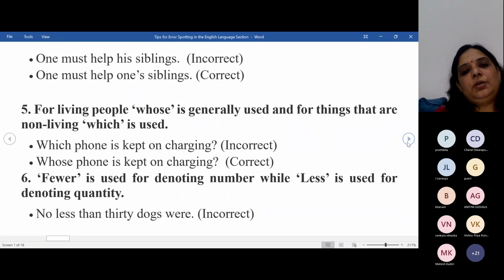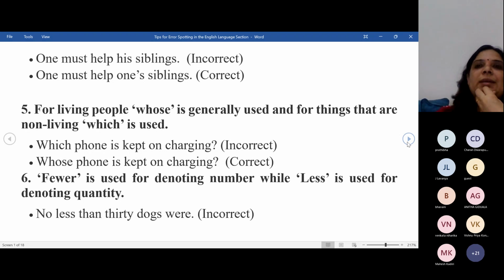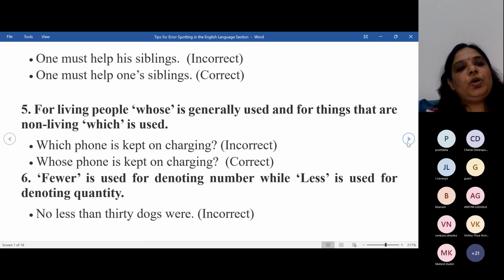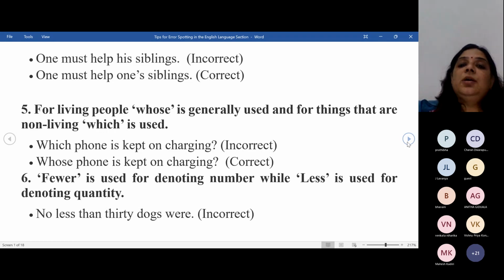Whose is for people, living things: whose phone is this, whose charger is this, whose water bottle is missing. And which we use for non-living things: which of the animals is the largest, which tree is the tallest, which building is the most beautiful in the world. We never say whose building is beautiful, but which building. So remember those little things. A lot of the questions are very simple but very tricky. You need to know the little rules, or when you use them very often in your language, it'll be very easy for you.